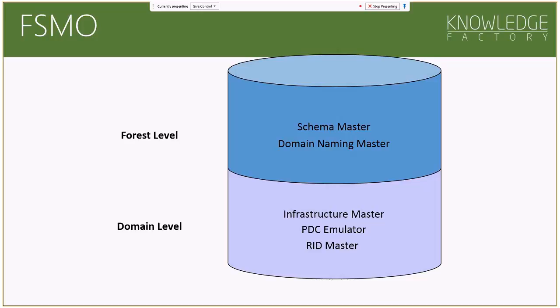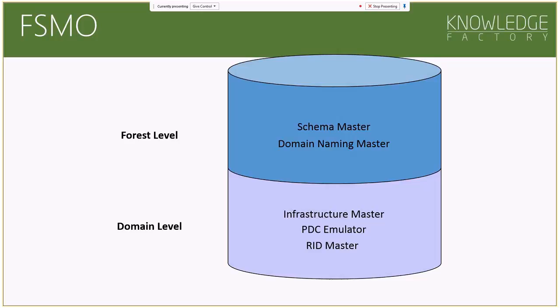RID master. When a security principal is created, a SID is added as an attribute of it, as we talked about earlier. So the SID consists of two parts. The first part is the domain SID and the second part is the RID, which is the relative ID, which is supplied by the DC creating the object. Since all objects in the domain use the domain SID as the first part, the RID must be unique for each object, and that's the only thing that makes a SID unique.